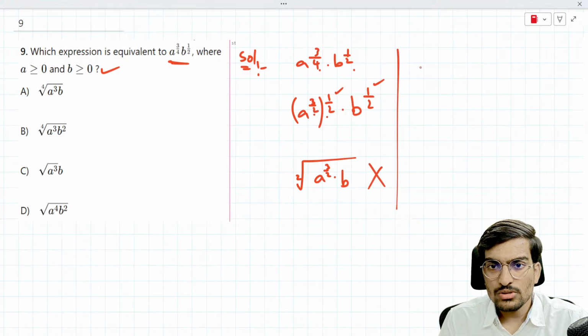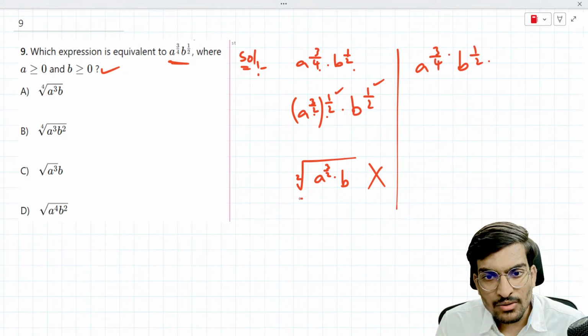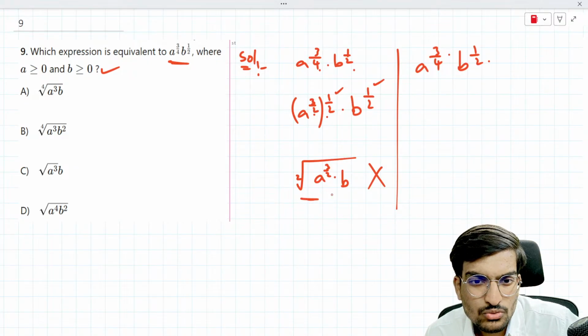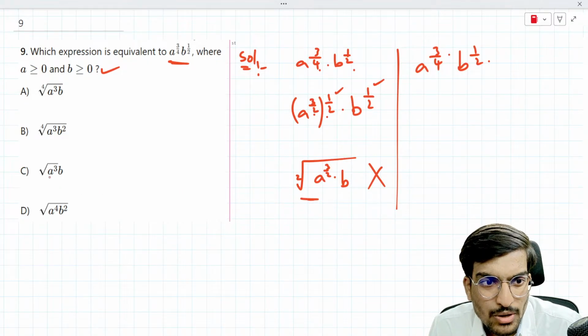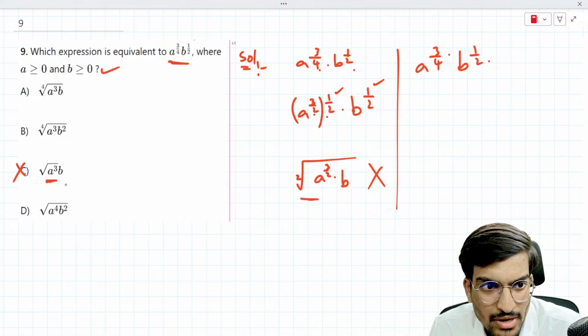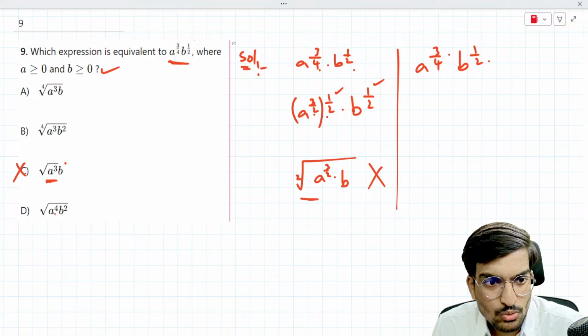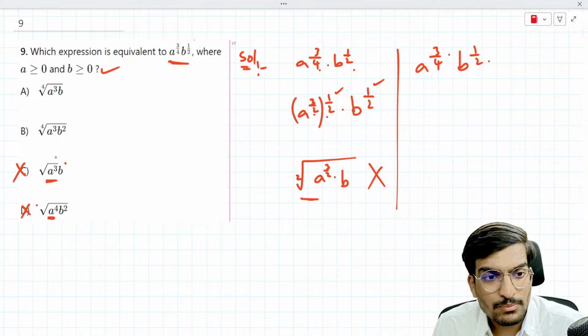So what I'll do is the same question, a raised to the power of 3/4 and b raised to the power of 1/2. Just check with it, this is not working. Square root of a power 3. So this is not an option. It is not matching with what we have. This must be under root, b must be under root. Square root of this, a power 4 is there. No, we have a power 3/2.